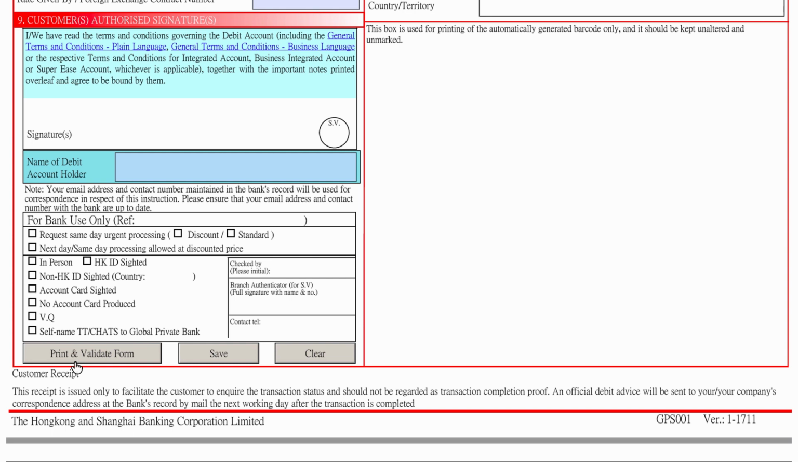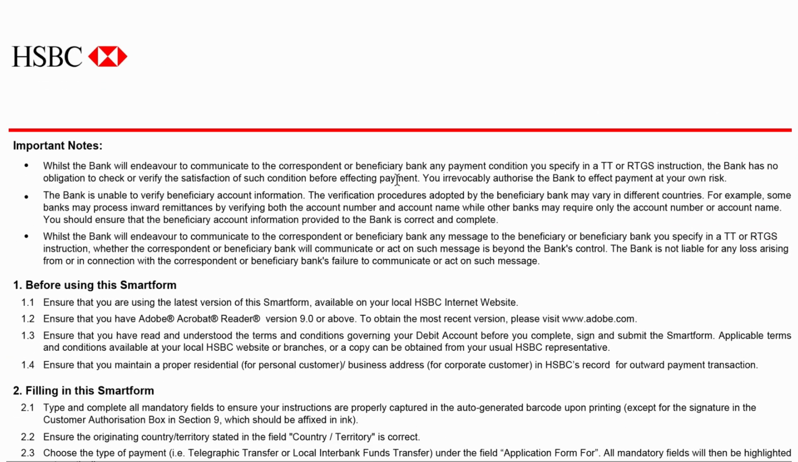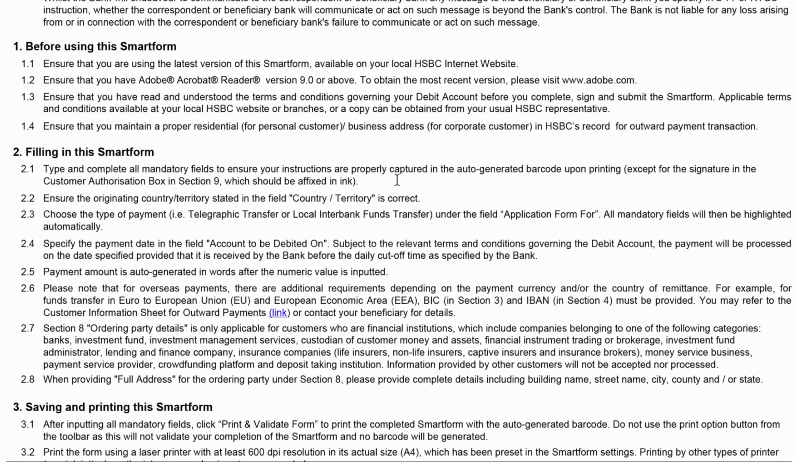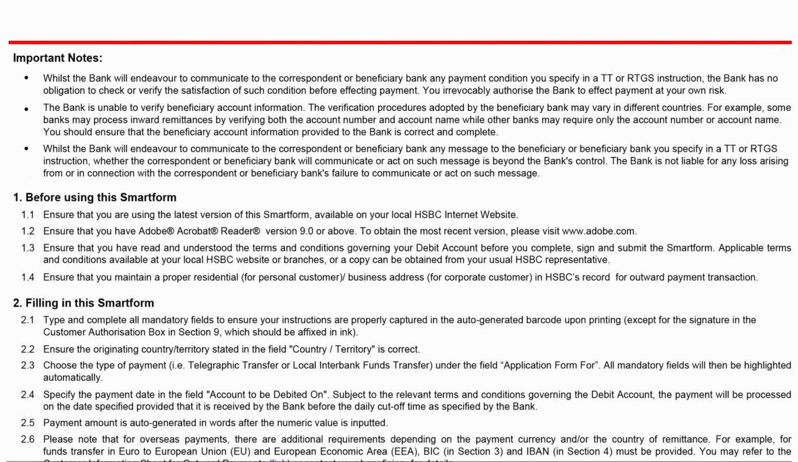So in this case, maybe print and validate and then send to them, or save and send to them by email if it's this kind of PDF form. And typically it comes with a list of terms and conditions that's between you and your bank. This will be different in different banks. All right, I hope that was clear, and I responded to most of your questions about the way to fill out a form for a TT payment.